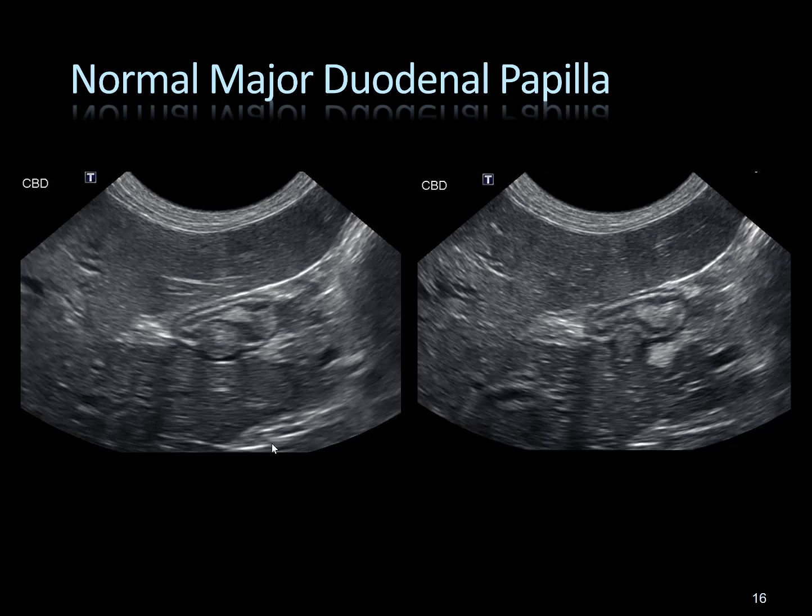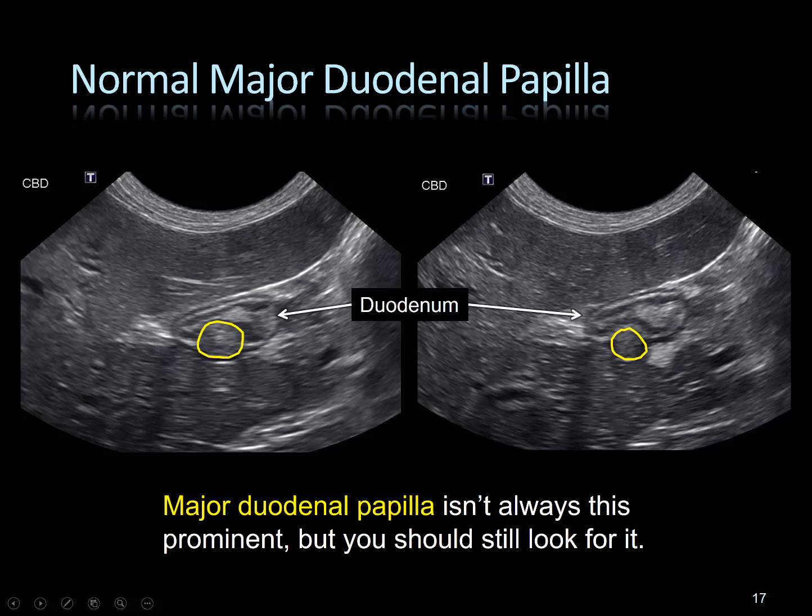And then the major duodenal papilla. This is a little bit more prominent than sometimes we see, but you should see some sort of slightly hypoechoic circular structure along the wall of the duodenum, fairly proximally. Here's the duodenum right there. We've got liver up here. And so you can see that's where the bile duct is inserting.